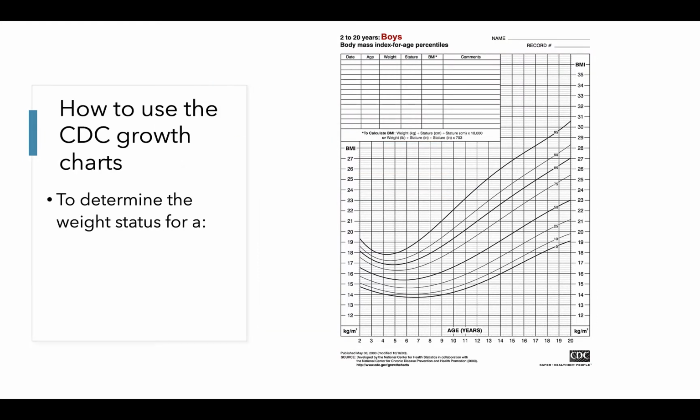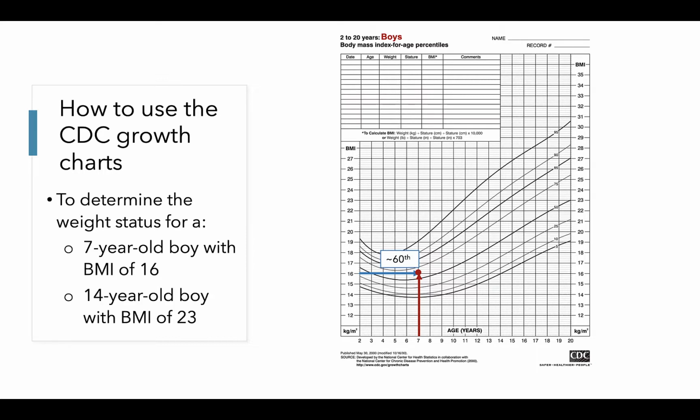So let's talk about how we would actually use this growth chart to determine the weight status for a child. If we had a 7-year-old boy with a calculated BMI of 16, first we'd find his age on the x-axis. Then we'd find the line on the y-axis that corresponds with his BMI of 16. We would determine where these two lines intersect, and that indicates his BMI percentile. For this particular boy, his BMI percentile would be considered in the 60th percentile. We can interpret this value to mean that this boy has a BMI that is higher than 60% of the children in the age and sex-specific reference group.